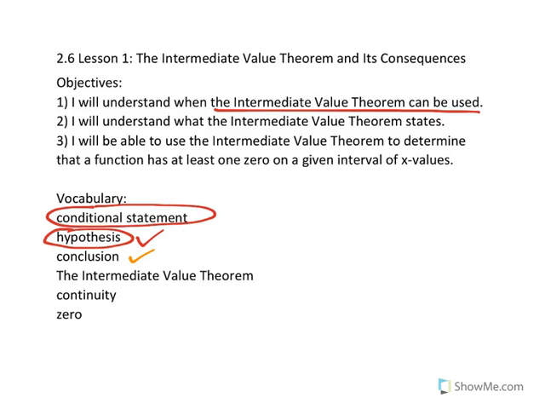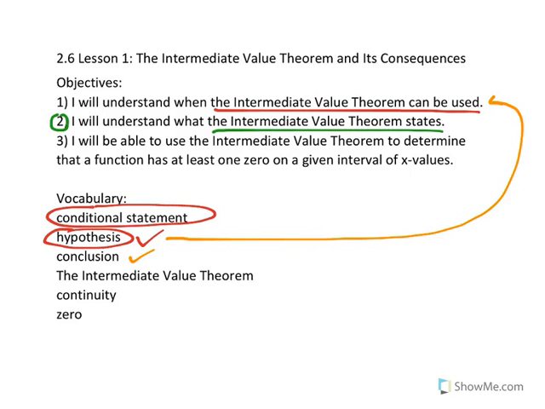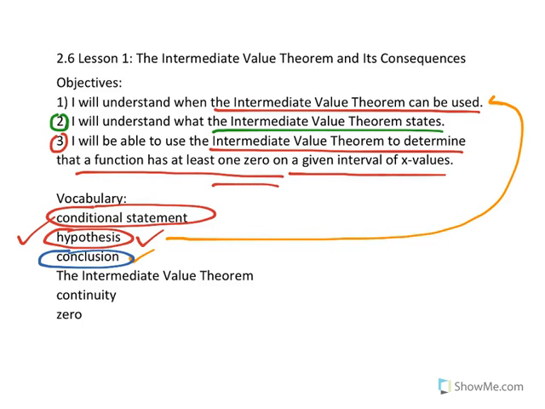So when can you use the intermediate value theorem? When you have a problem in which the hypothesis is satisfied. So let's take a look at the second objective. You will understand what the intermediate value theorem states. It states that whenever the hypothesis is satisfied, the conclusion must be true. So we'll look at the theorem and you'll see what that means in the context of the theorem. And then objective 3, you'll be able to use the intermediate value theorem to determine that a function has at least one zero on a given interval of x values.